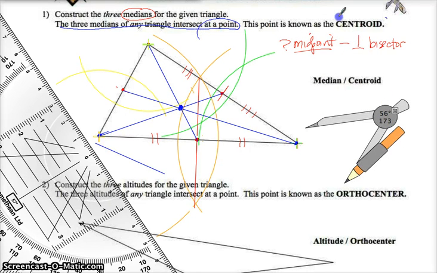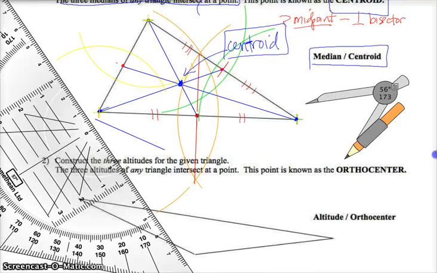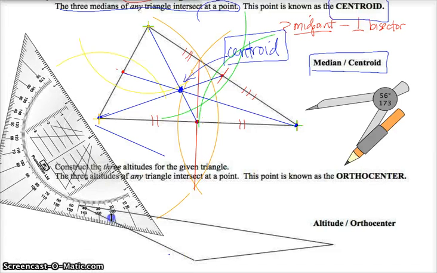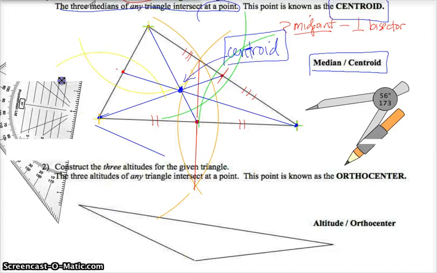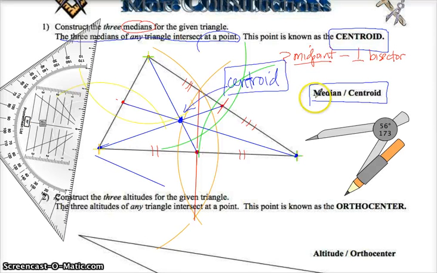This point is known as the centroid. So where the three medians intersect is known as the centroid. So another vocabulary word. Where the three medians intersect, that is the centroid. Will you ever have to construct that on the test? No. Okay, so don't worry about that. But it might be a good multiple choice question or a fill in the blank, right? So the median is associated with the centroid.